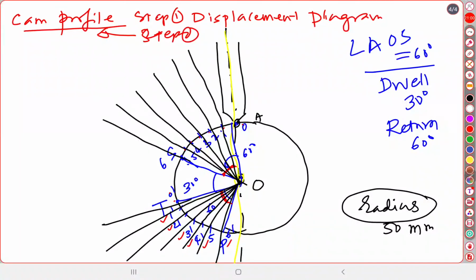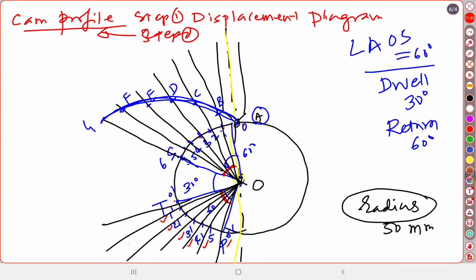In this cam profile, this is the first distance A to B, this is point B, this is point C, this is point D, after that this is point E and this is point F, and the last point is point G. And through all these points, A, B, C, D, E, F, G, I have to draw one smooth curve like this. I have to plot one smooth curve like this.